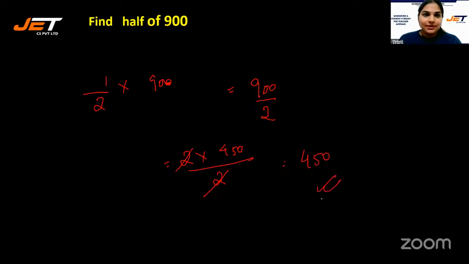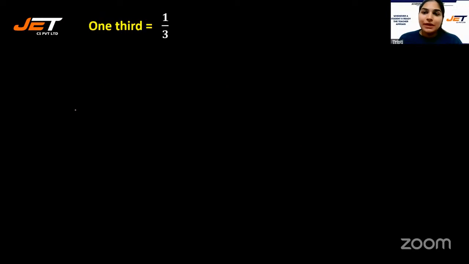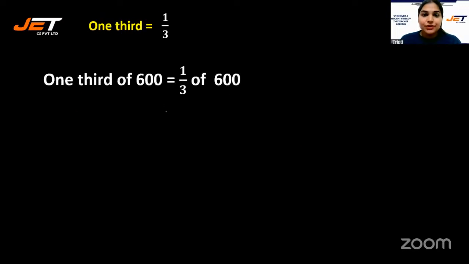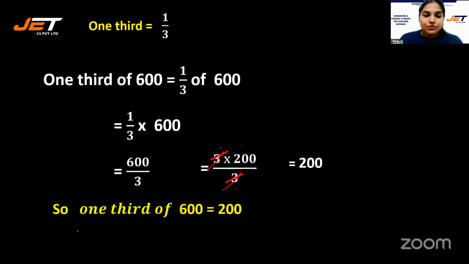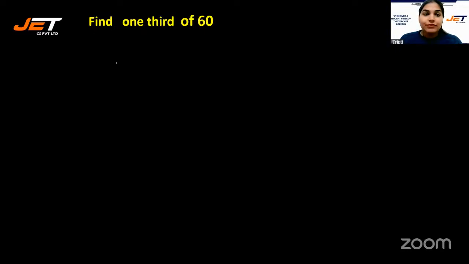Okay. Next is one third. One third means 1 by 3. One third of 600 is 1 times 600, which is 600 divided by 3. 3 times 200 is how I can write it. 3 cancels, and 200 is the answer. In the same way you have to do. We can say that one third of 600 is 200. Now you have to find one third of 60.